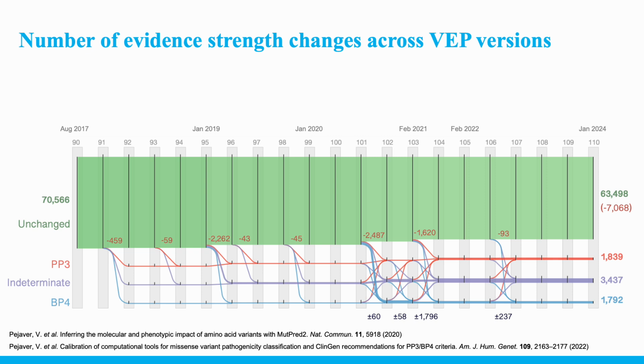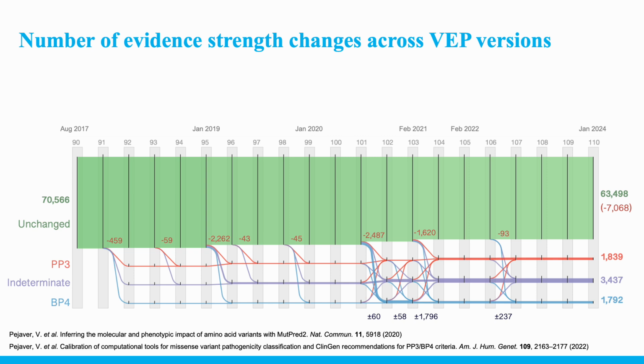As we walk across the Ensembl versions, we see from 91 to 92, 459 variants changed from their original clinical classification to a new classification, either PP3, indeterminate, or BP4. From version 95 to 96, 2,262 variants had their strengths of evidence changed to be either supporting PP3 or supporting benign or indeterminate. And then from version 101 to 102, 2,486 variants changed in their clinical classification evidence strength.